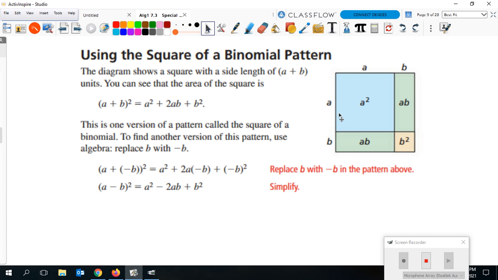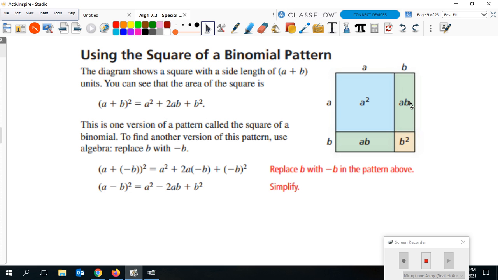And so if we multiply for the first box, A times A is A squared. This box here is A times the B. This box is also A times the B. And then this one over here is the B times the B for B squared. So the AB and AB are like terms that we would combine together to give us 2AB. And so that's essentially what we're doing.